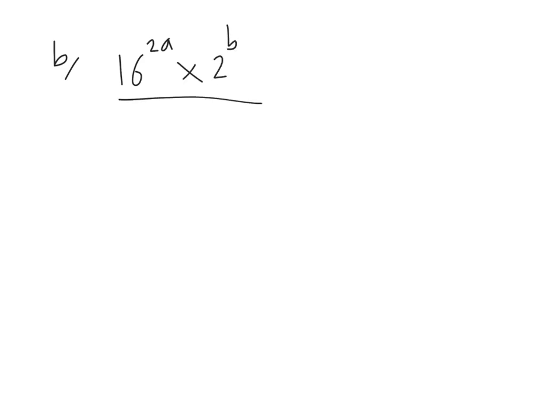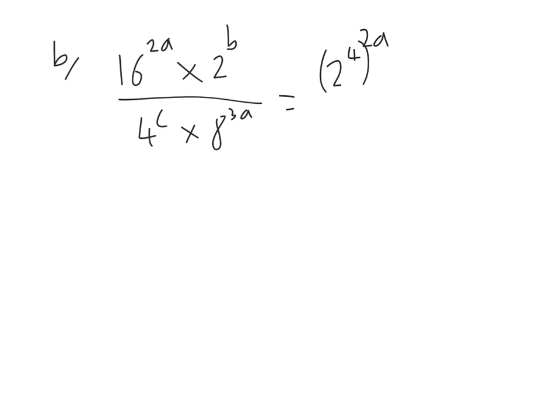2 to the b and 4 to the power of c multiplied by 8 to the power of 3a. We want the base to be the same in all of these so we can simplify it. So what number could they all be written as base? The answer would be 2. 16 is 2 to the power of 4.